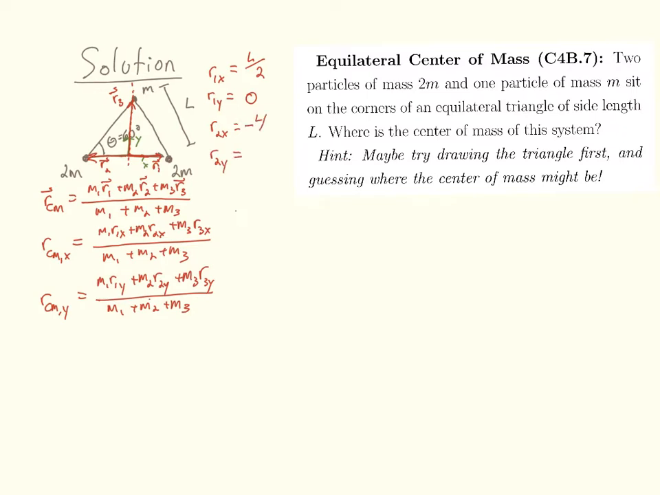R2x is minus L over 2. R2y is 0. That's just because in the x direction, the component that goes in this direction is minus L over 2 because it's towards the left, and there's nothing in the y direction. Finally, I can write down R3x and R3y. For this mass, that vector R3 is only in the y direction.